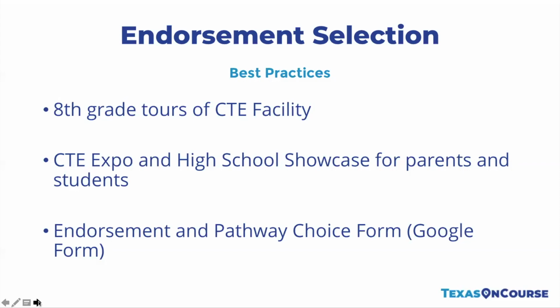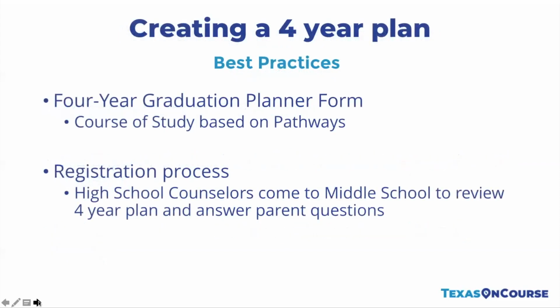Once they've done all of that exploration and seen all the different areas, then they get to choose their endorsement and their pathway. We actually were just in the classrooms this morning doing this, where they go to a Google form and enter all their information and tell us which endorsement and which pathway they are interested in. From that, when they fill out that form, that gives us that information, so we are ready to go in and create that 4-year plan with them.